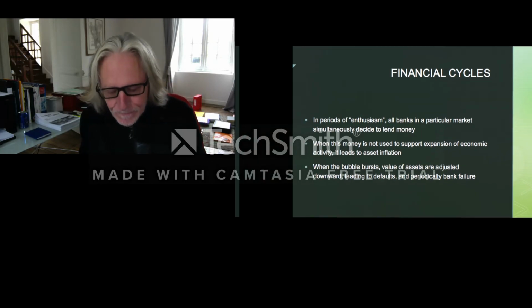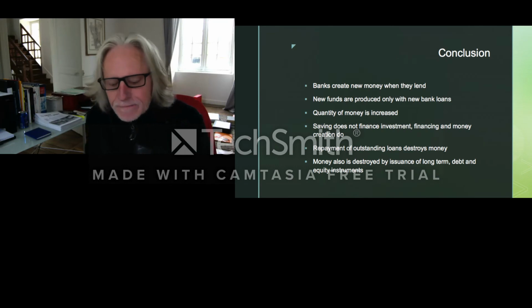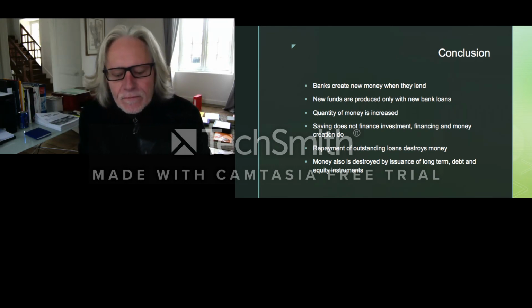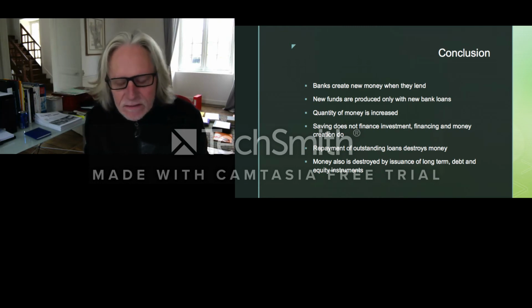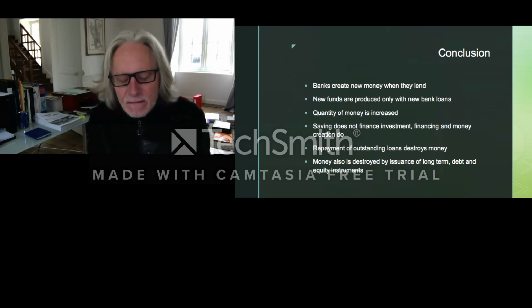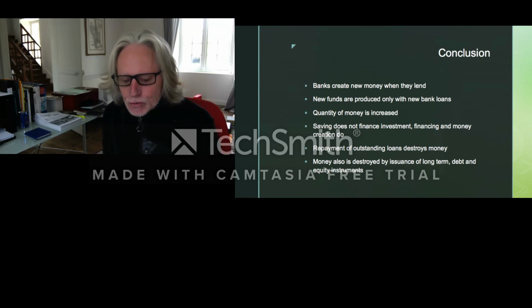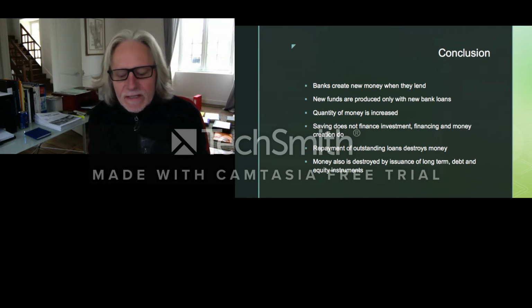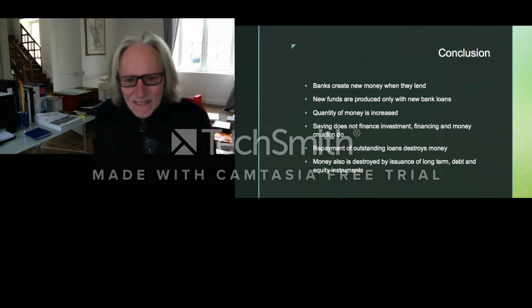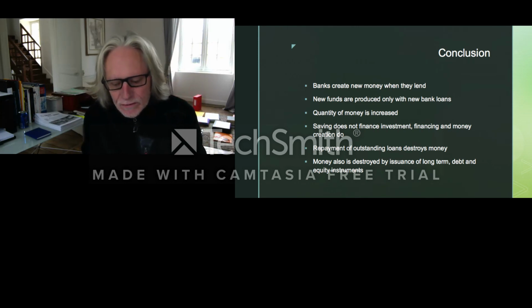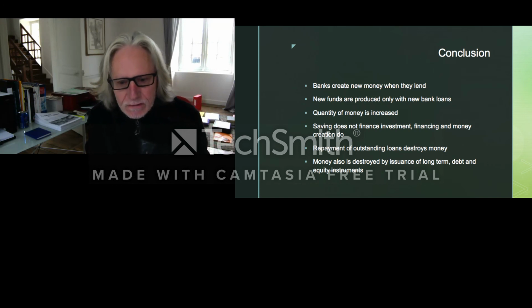So in conclusion, banks create new money when they lend. New funds are produced only with new bank loans. The quantity of money in the system is increased. Saving does not finance investment. It is financing and money creation that do this. Repayment of outstanding loans destroys money, and we have seen that money can also be destroyed by selling, by the issuance of long-term debt and equity instruments.